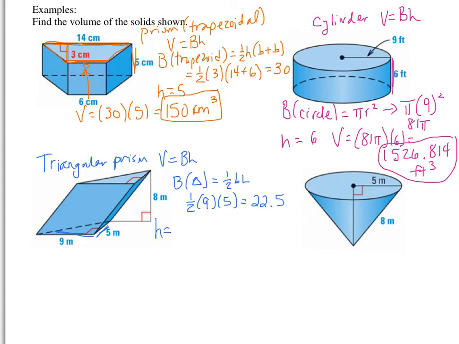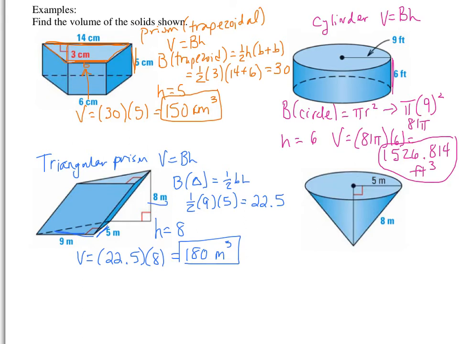Now the H of the actual prism is my 8 right there. So now my volume of the whole thing, I've got my capital B, so 22.5, times my little h, which is 8. When we multiply those together, it comes out exactly at 180, and this would be meters cubed for our units.